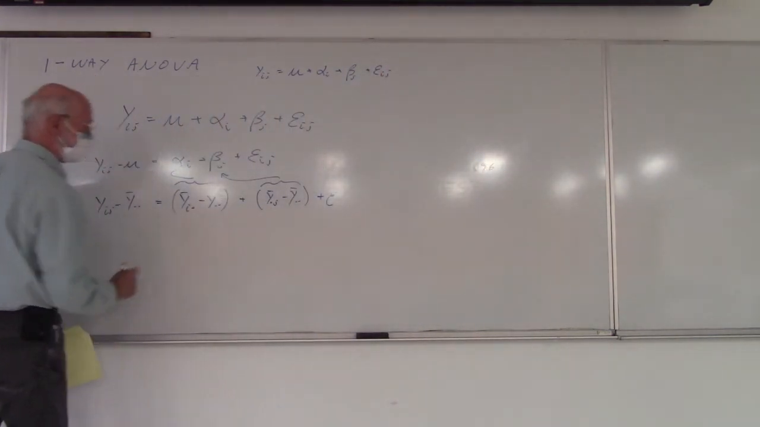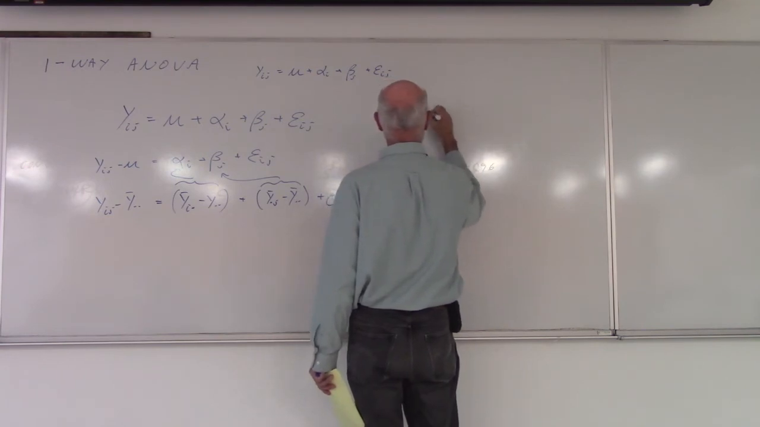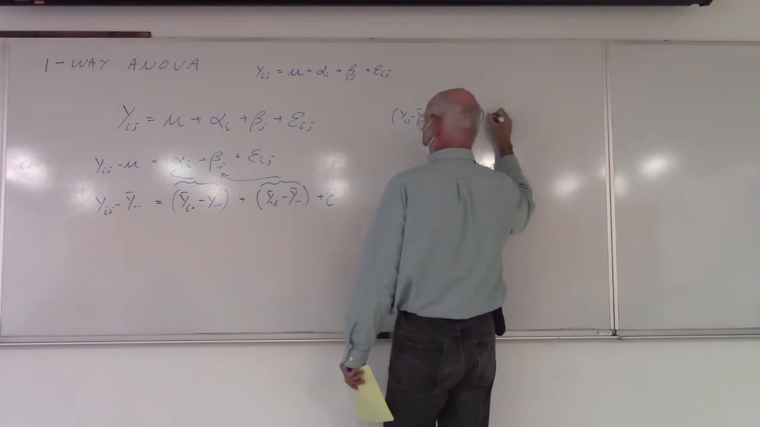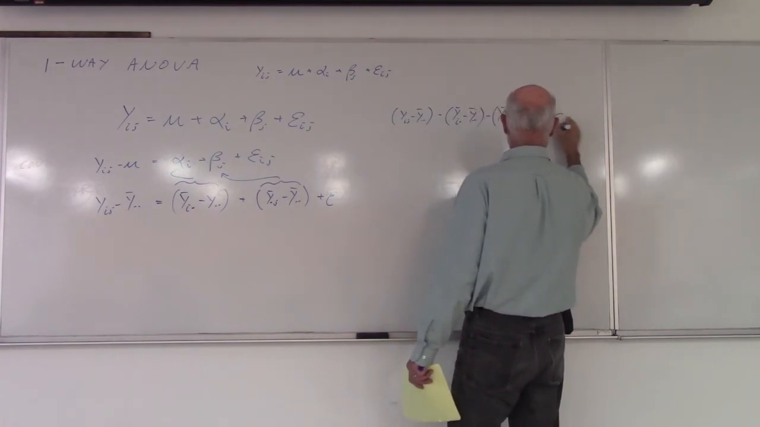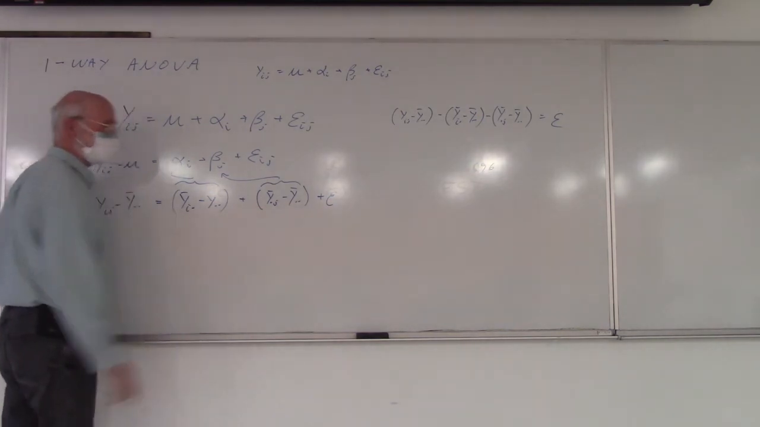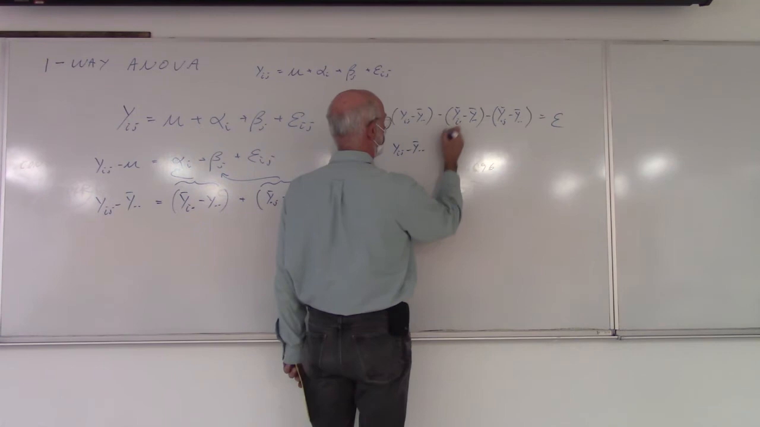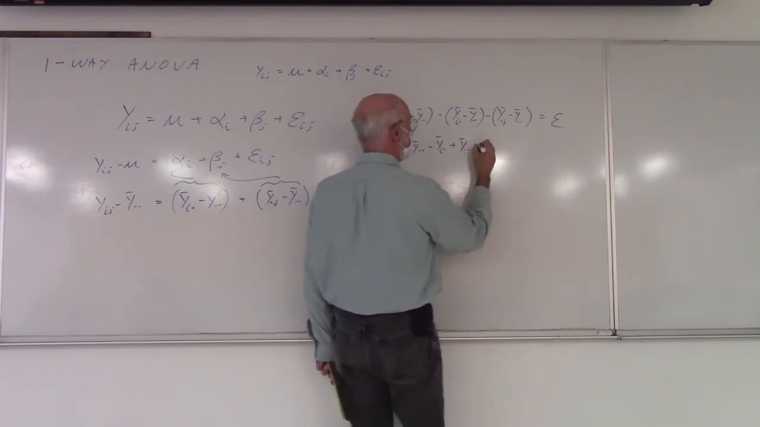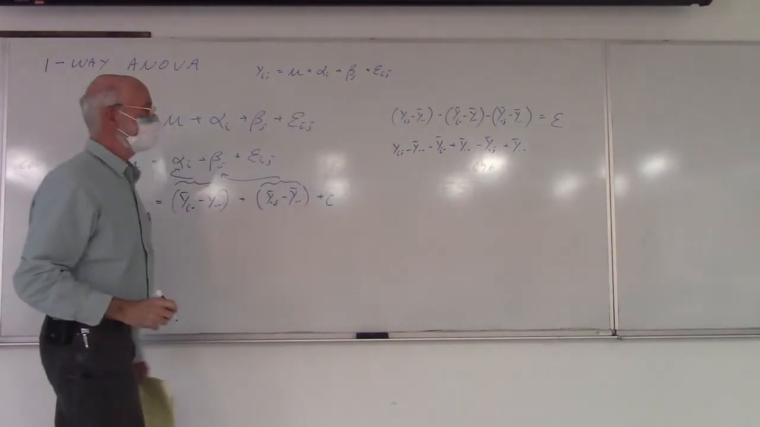So let's subtract these things from both sides. I'm going to have y_ij minus y-bar-dot-dot, minus y_i-dot-bar minus y-bar-dot-dot, minus y-dot-j-bar minus y-bar-dot-dot, is equal to epsilon. I've just subtracted this term from both sides, and that term from both sides. So now let's see what I get. I get y_ij minus y-bar-dot-dot minus y_i-dot-bar, and a minus a minus is a plus, so plus y-bar-dot-dot minus y-dot-j-bar plus y-bar-dot-dot, equals epsilon.